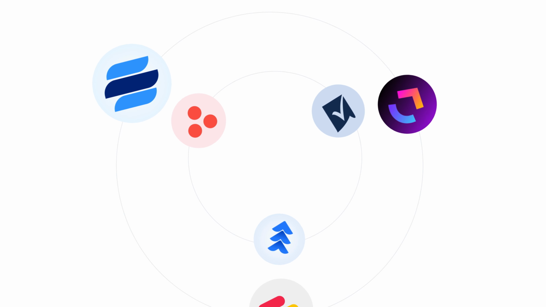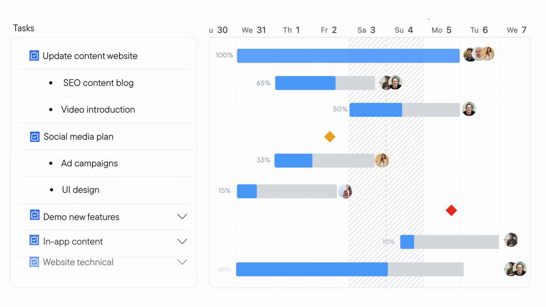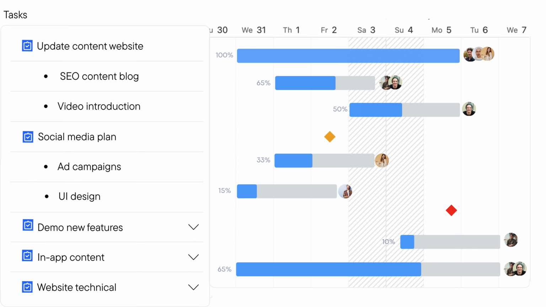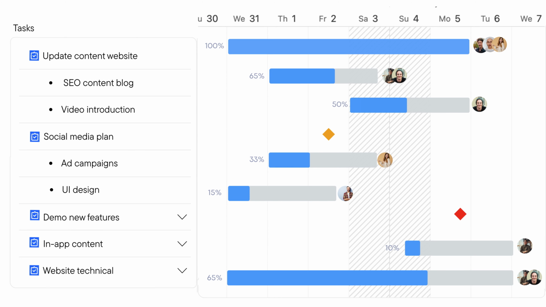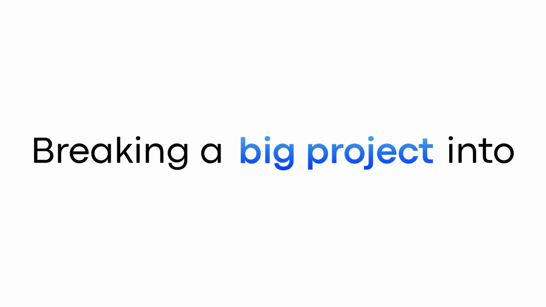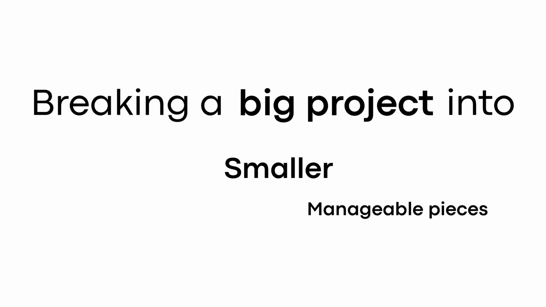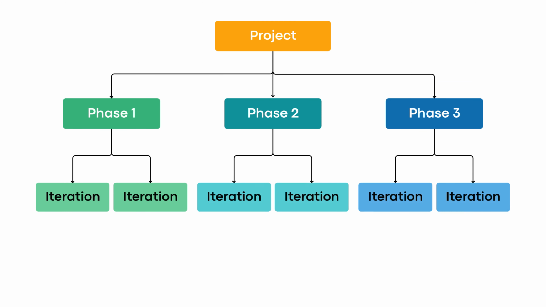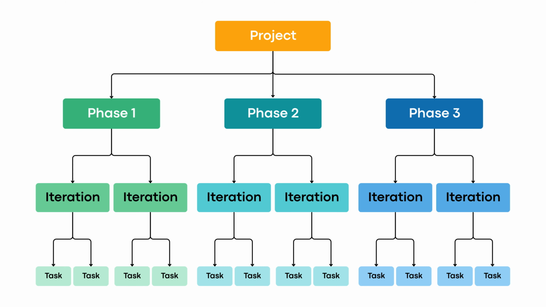If you have been working with project management tools, you'll notice it's basically the same idea behind the WBS and Gantt chart, breaking a big project into smaller, manageable pieces. The breakdown looks like this. Break the project into phases. Break each phase into iterations. Break each iteration into tasks.